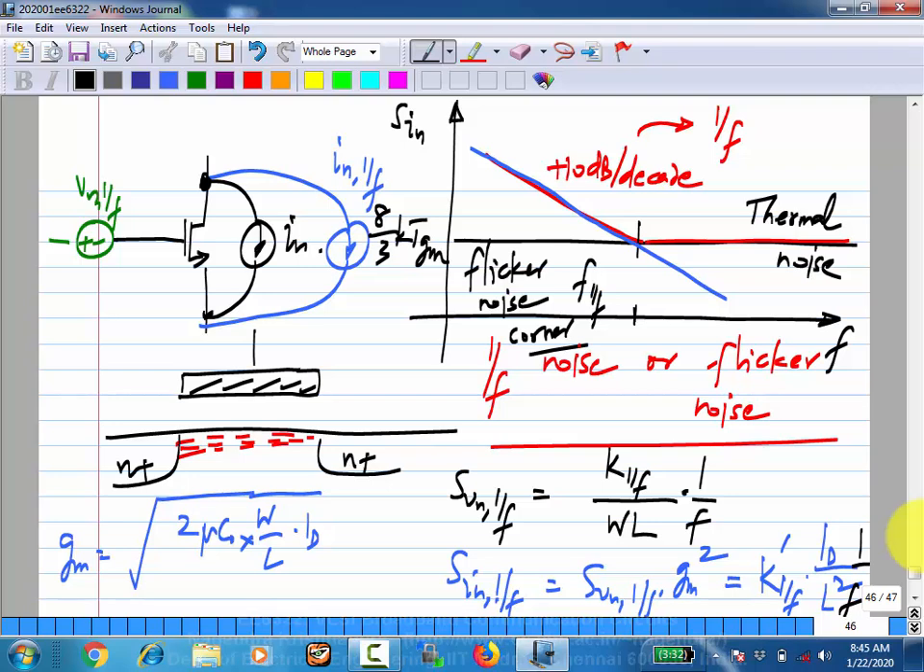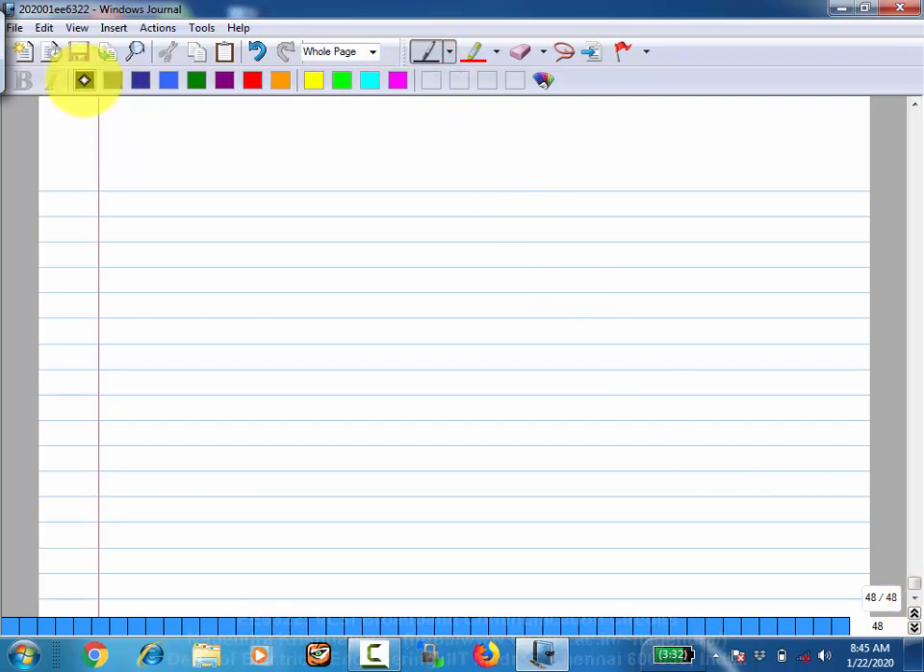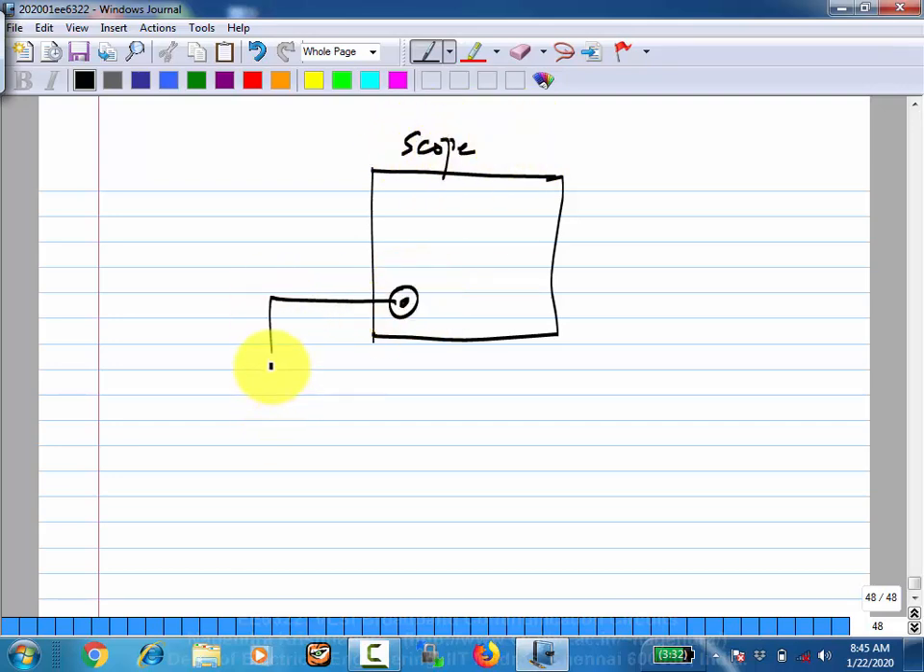Anything else? So let's say I have an oscilloscope and I connect a 100 kilo ohm resistor to it. Just a 100 kilo ohm resistor. What would I see on the screen?